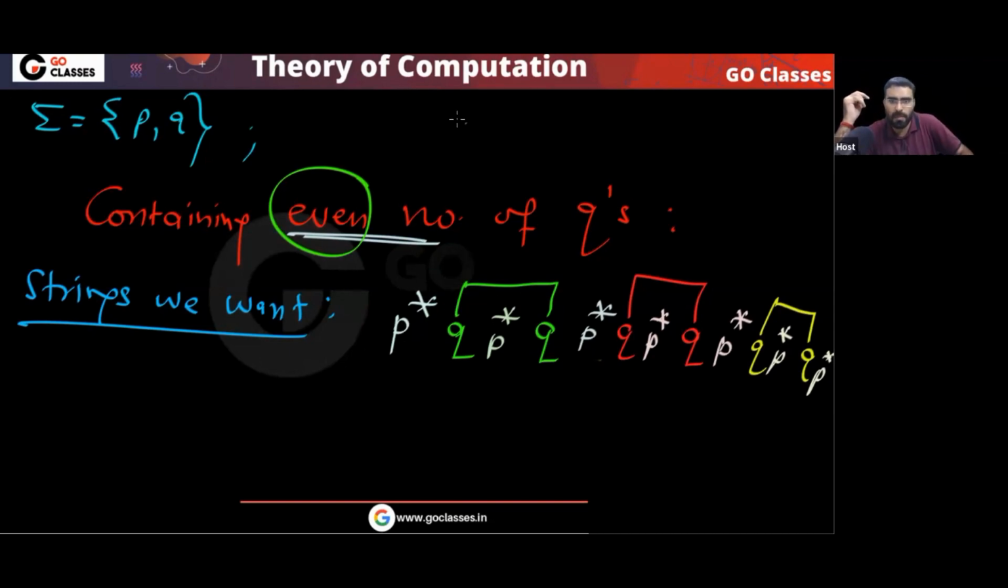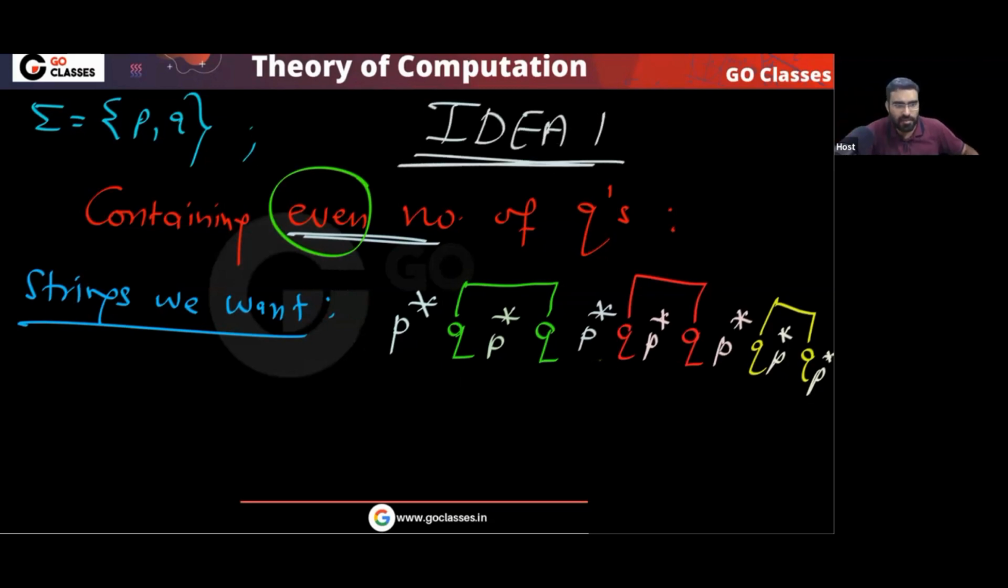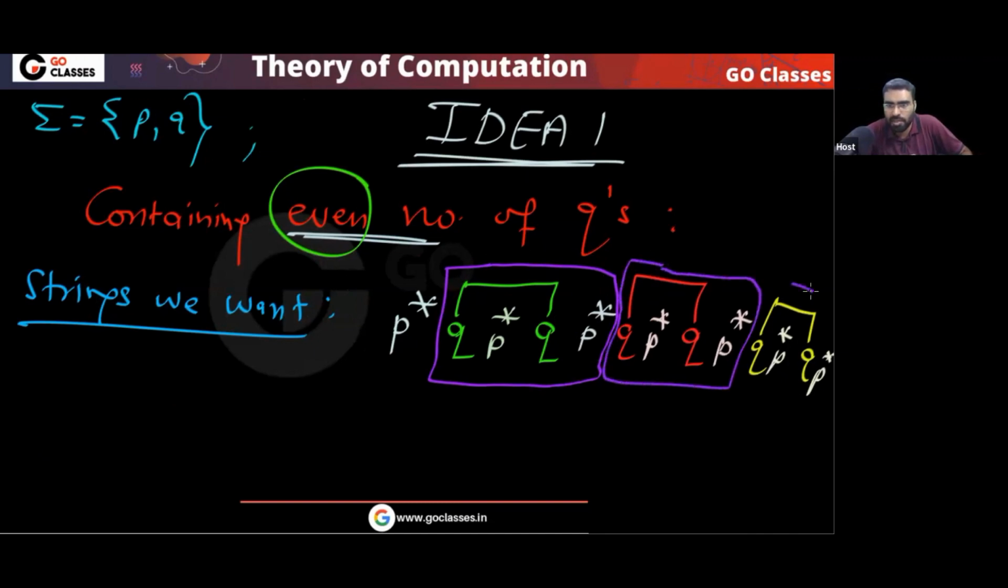See, now I am telling idea number one. In idea number one, I can think like this, that the recursion is happening like this. I can make this box. Can you notice this box is repeating? Okay, this box that we have created. This box is repeating. So finally, what is your answer?